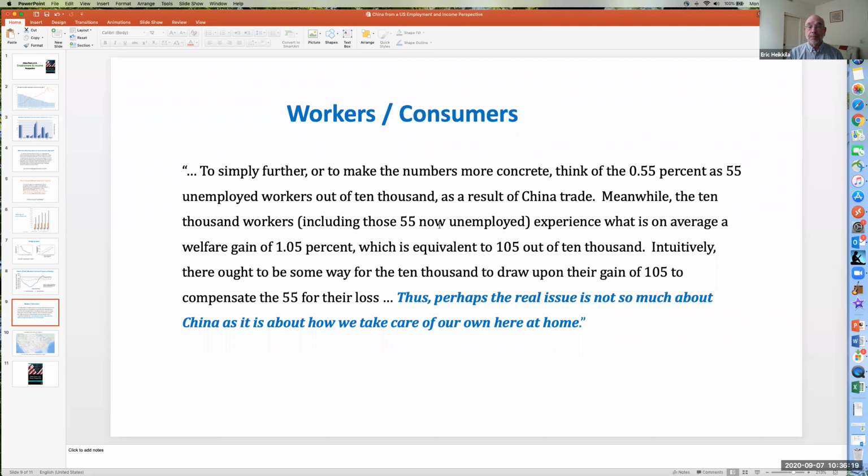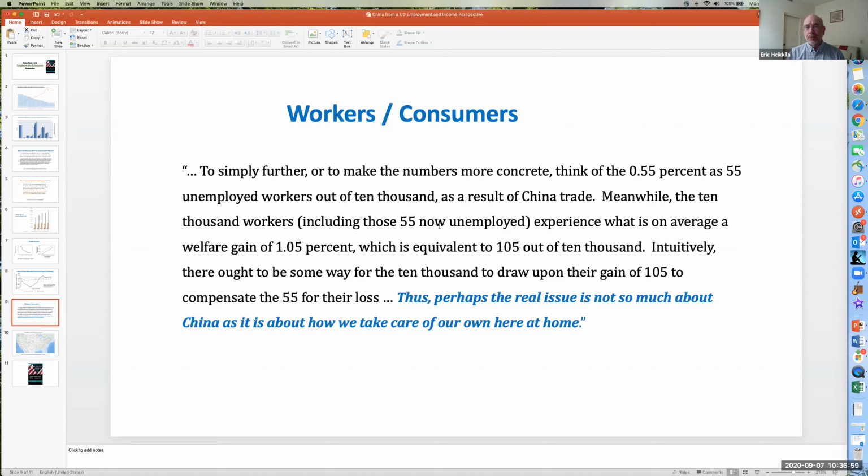from China. Now, at the same time, other studies show that in our role as consumers, there's an equivalent gain that's 1.05%, or 105 out of 10,000. A kind of simple way to think about that is that there's the equivalent of 105 more people who are able to consume a given level out of 10,000.